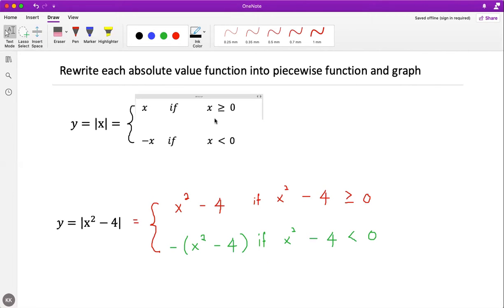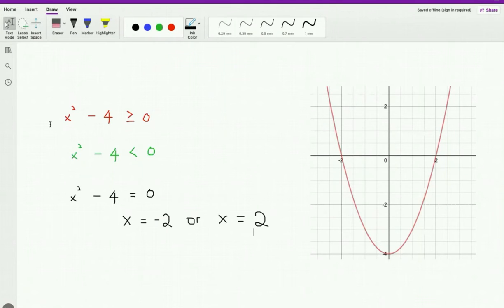I need to isolate the x on the left side and all the numbers on the right side. Because of that, I need to solve these two inequalities for my next step. In order to solve them, I need to refer back to the graph on the right side. The graph on the right side is the function y equals x squared minus 4, and I've already done this for you.